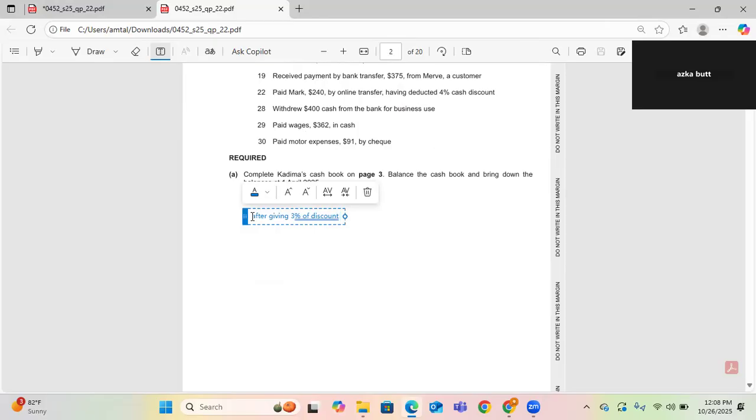Okay, so the business received 97% of the amount if you deduct this 3% from the 100. So if the original amount is 100%, and they deduct the 3% discount, it means that the business received 97% of the amount. So after giving 3% of discount, the business received 97% of the amount.